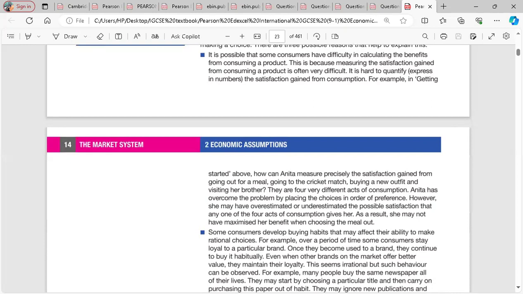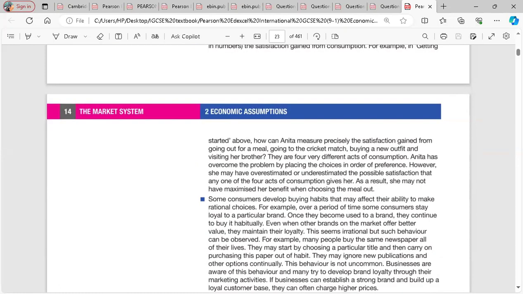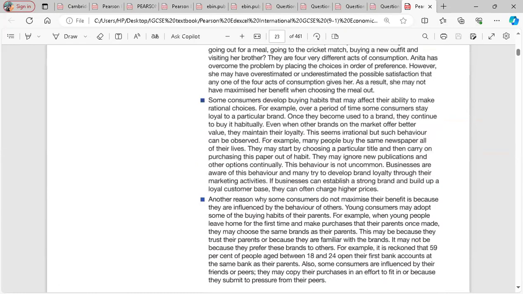Well, how happier is he or she? We can't quantify it. So that might make us not be able to maximize our benefit. Do you get the first point? Yes. The second point, some consumers develop buying habits that may affect their ability to make rational choices.